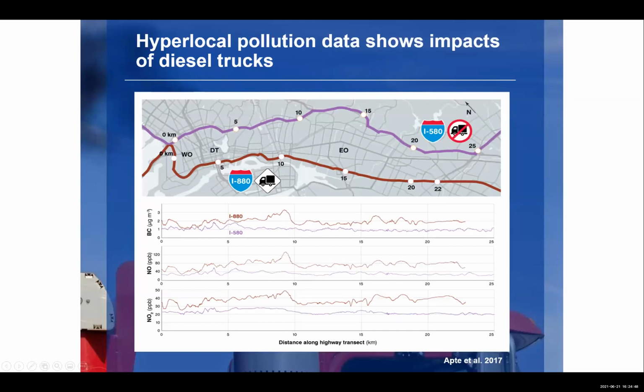Moreover, we collected transportation-related air pollution data, so black carbon and NOx, on 2 freeways in the Bay Area. So that's I-880, which is in red in this figure, which is a designated truck route, and Interstate 580 in that same city where trucks are prohibited. And the data showed that concentrations of black carbon along I-880 were roughly 60% higher than the average concentrations on Interstate 580. Similarly, for nitrogen dioxide, nearly 50% higher.